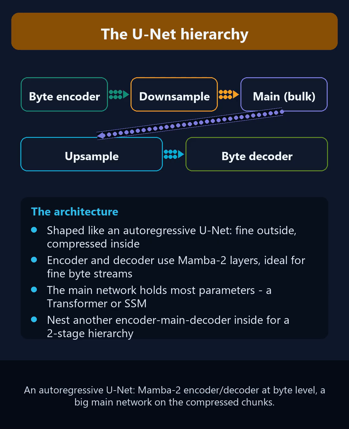The shape is an autoregressive UNet. The outer encoder and decoder run at fine byte resolution and use Mamba 2 layers, which compress fine-grained sequences efficiently. The inner main network holds most of the parameters and can be a transformer, a state space model, or a hybrid. Crucially, the design is recursive. You can nest another encoder, main network, and decoder inside the middle, giving a two-stage hierarchy that models several levels of abstraction, from bytes up to words and phrases.